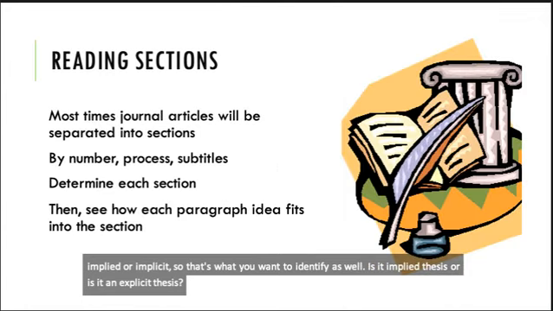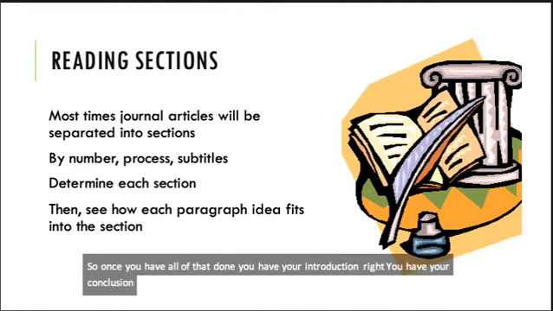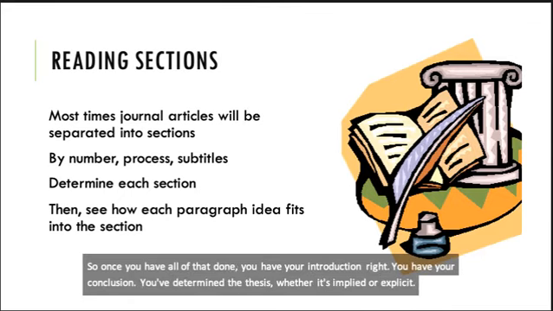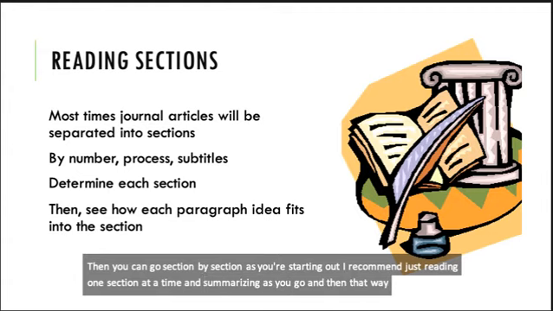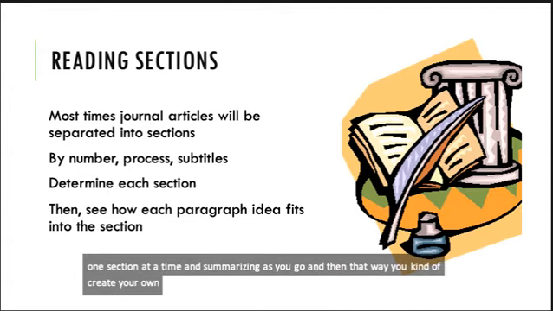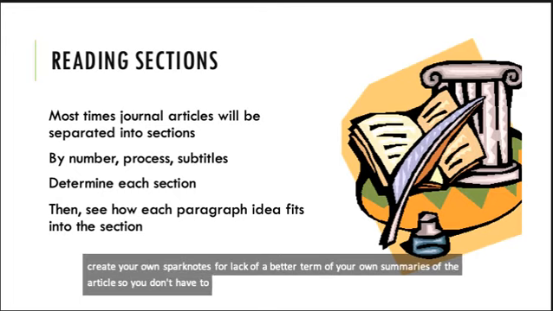So once you have all of that done, you have your introduction, right? You have your conclusion. You've determined the thesis, whether it's implied or explicit. Then you can go section by section. As you're starting out, I recommend just reading one section at a time and summarizing as you go. And then that way you kind of create your own spark notes, for lack of a better term, your own summaries of the article, so you don't have to keep rereading them.